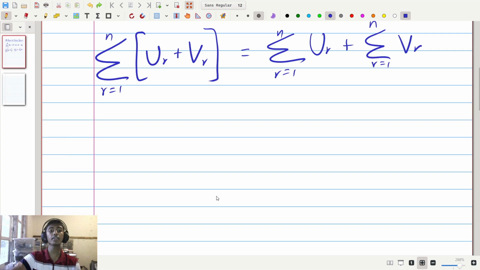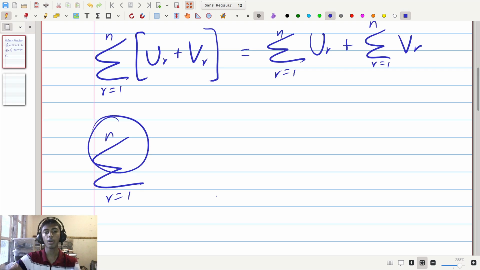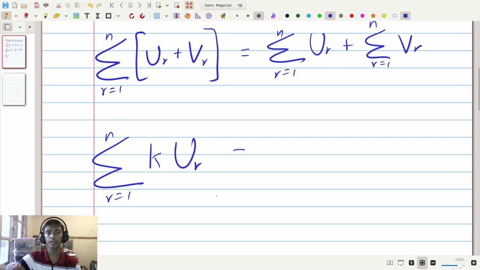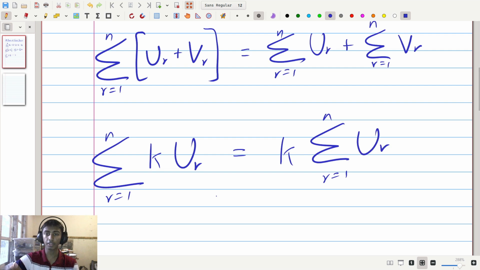Our second identity is going to be that if you have the sum from r equals 1 to n, for simplicity, of a constant k times the function u of r, this is equal to the constant k times the sum from r equals 1 up to n of that function.